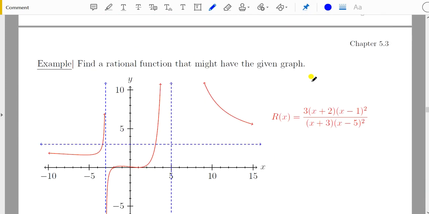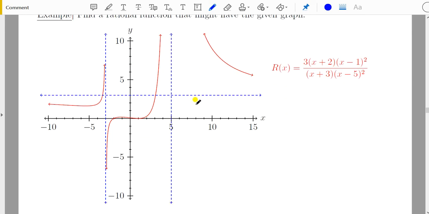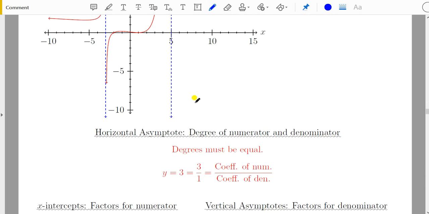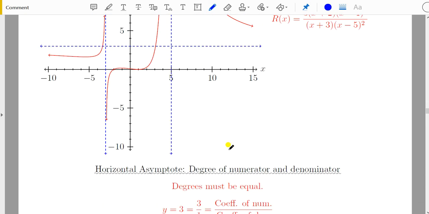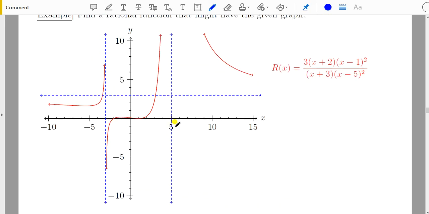Okay, let's see the last example. We are finding a rational function. We are looking for the equation that might have the given graph here. Okay, this is a little bit easier than the last two examples. The first thing is we are looking for the horizontal asymptote. In this case, we do have the horizontal asymptote as y equals 3.